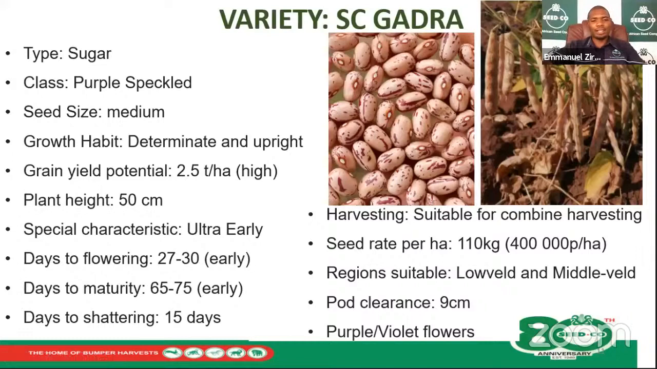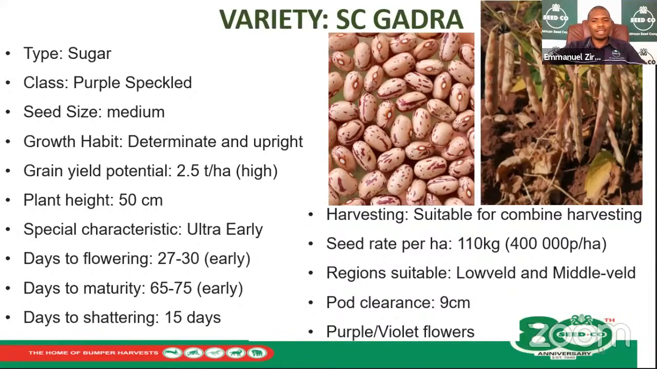Its unique characteristic is that it's ultra early. It matures in 65 days. And its days to flowering is 27 to 30 days. It takes 15 days from maturity to first shattering. So you have a window of harvesting your crop before it shatters. GADRA, because of its uprightness and determinate stature, is very suitable for using a combine to harvest it.